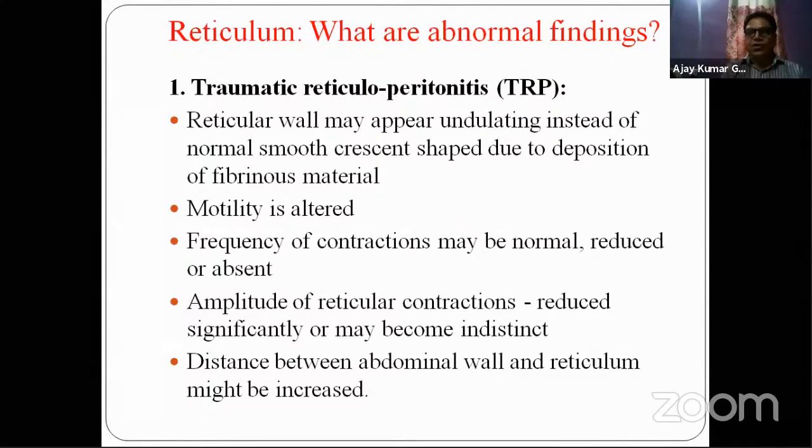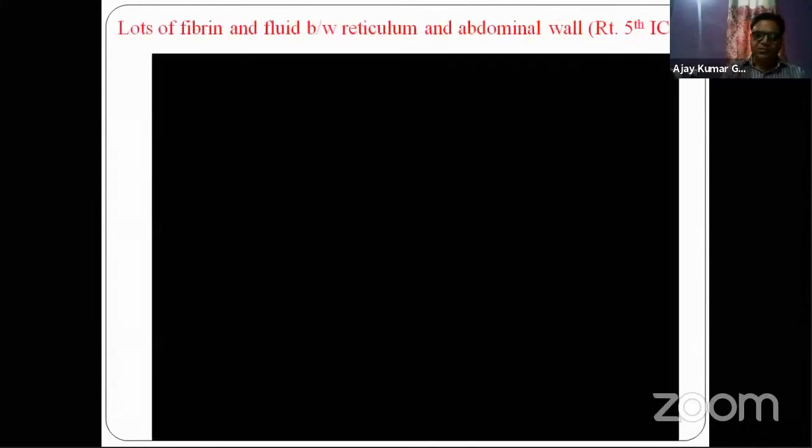The reticular motility will be altered, both in terms of frequency as well as amplitude. Frequency of reticular contractions may be normal, it may be reduced, or it may be totally absent. The amplitude of reticular contraction is either reduced or it is completely indistinct, not detectable. The distance between the abdominal wall and reticulum, or between the diaphragm and reticular wall, will be increased because of fibrinous adhesions, fibrinous deposits between the reticular wall and the surrounding areas.